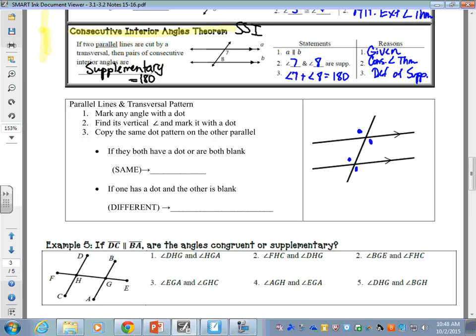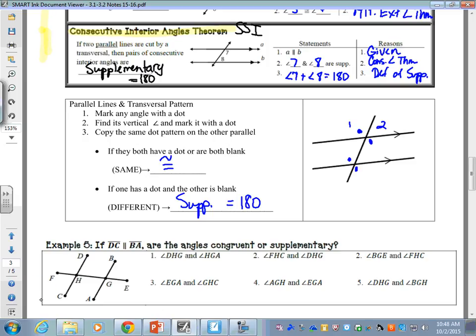I can use this relationship to say that if both have the same dot or both are blank, they're going to be congruent. Anything with the same marking is going to be congruent. If one has a dot and the other is blank, like if I'm looking at angle 1 and angle 2, one has a dot, one does not, then it's supplementary. If they're different, then it's going to be supplementary, or we're going to use equal 180.